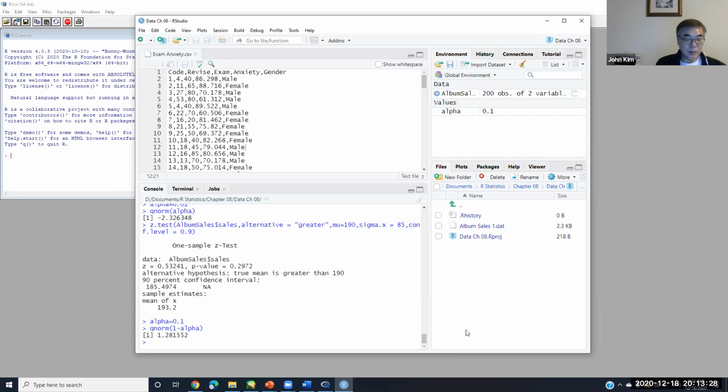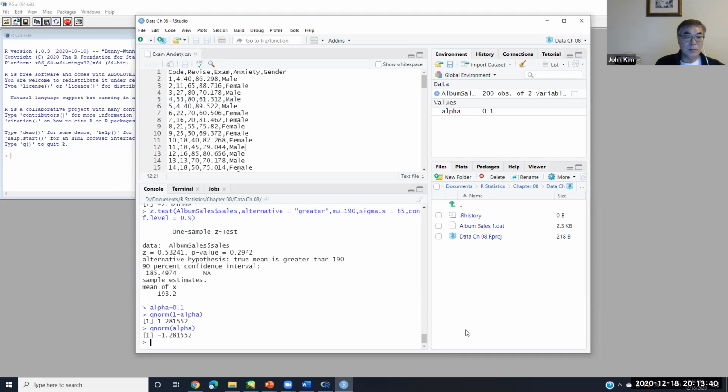Earlier we did it without 1 minus, and that gives you a negative. So if it is a left tail, then without 1 minus. If it is a right tail, then 1 minus alpha. So the critical value is 1.281552.